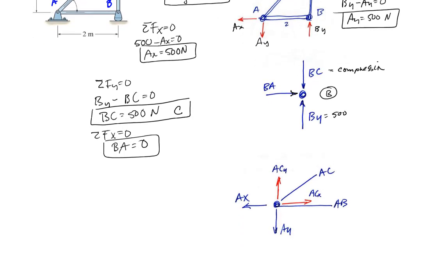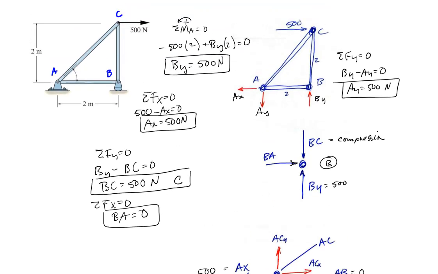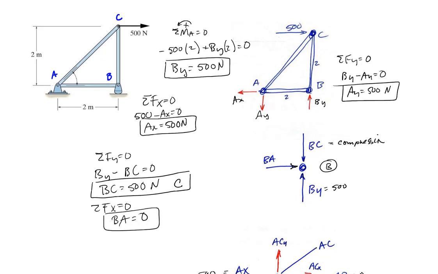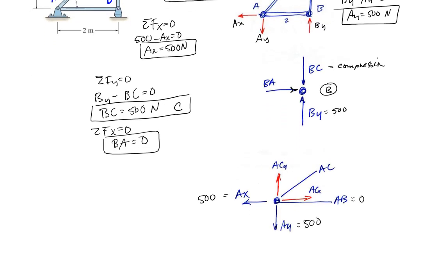Alright, let's move over to joint A. Joint A is over here, so I'm going to draw a free body diagram of joint A, and you can see what I've got there. We've already solved that AB is equal to 0. We know that Ay is equal to 500. We know that Ax is equal to 500 because we've already solved for those things. Now I've got AC. If I go back up to my picture, I've got AC going up there. I don't have a known direction here, but I'm going to assume that it is going to be in tension. If it's in tension, then it pulls away from the joint.